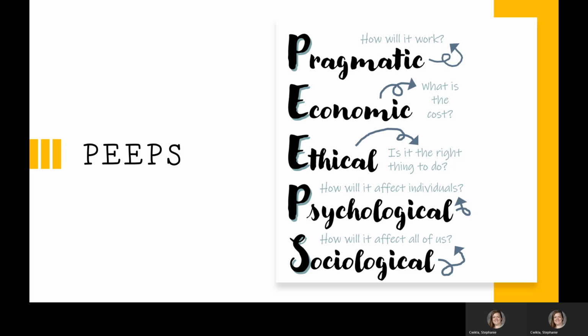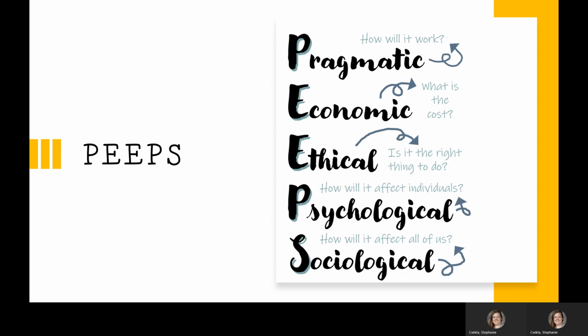The S in PEEP stands for sociological. So that's kind of the bigger picture. How is it going to affect all of us? So those are the big questions about society. So this is where, if you were going to make the argument about moving forward in terms of climate change, that'd be more sociological, because you're talking about the current generation and future generations. So we're talking about the big picture, and that would be a sociological approach.